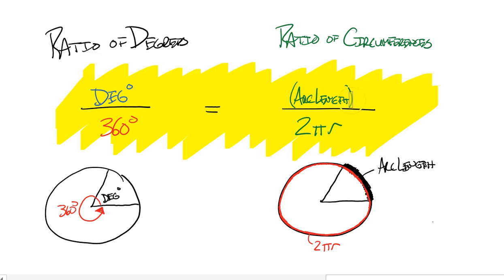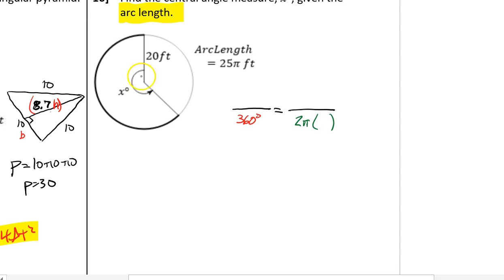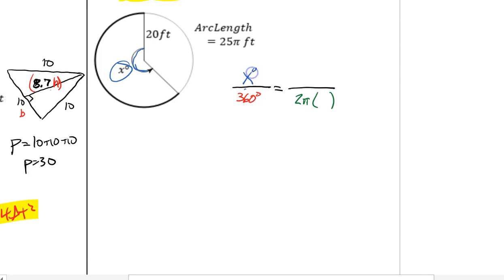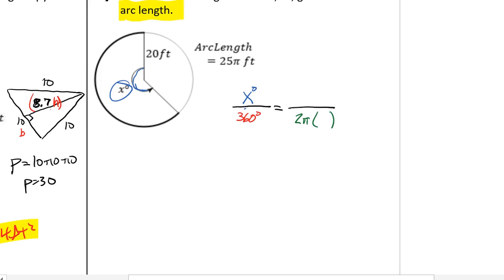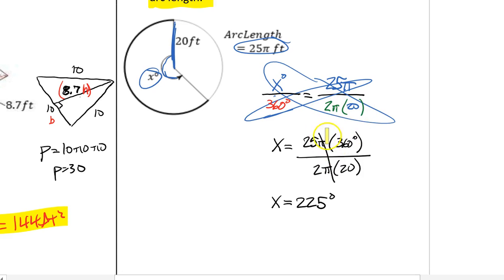So, using this relationship in our problem, set up the ratio of degrees first. We are trying to find our degree measure here, so that is my unknown in the problem, x degrees over the full 360, set equal to the arc length, which we are also given, over 2 pi times the radius here. The radius is clearly going to be 20. So x degrees over 360 equals the arc length 25 pi over 2 times pi times the radius of 20. We simply need to cross multiply and then divide by 2 pi times 20. The pi's divide out here. Putting this into our calculator gives us 225 degrees.